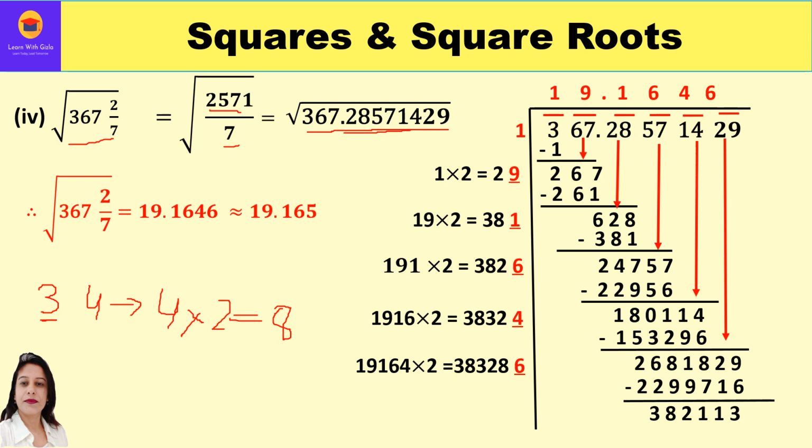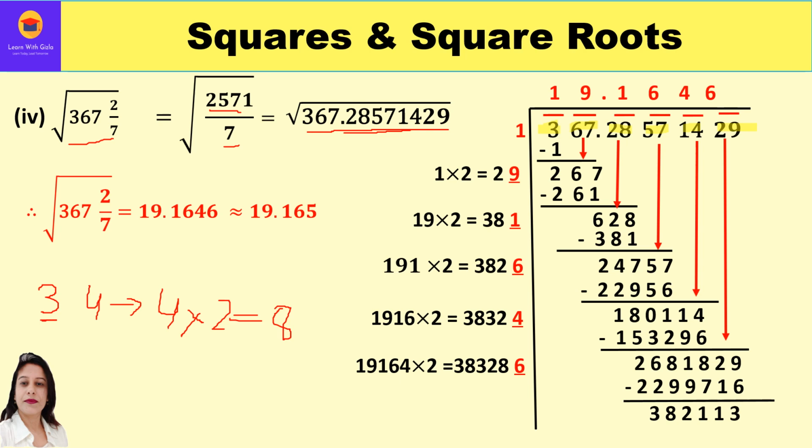Whole number part, I will start from right to left, that is 67 is the first pair or period, then 3. For the decimal part, I will start 28, 57, 14, 29. Okay, so total 4 periods I have got after the decimal point that are important because I need 4 decimal places, right? Now we shall start with the long division process.